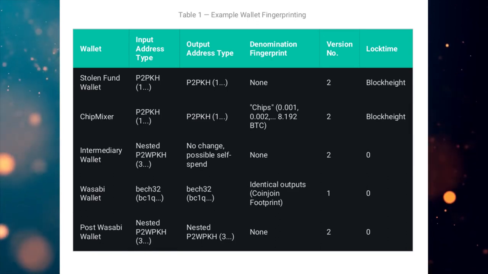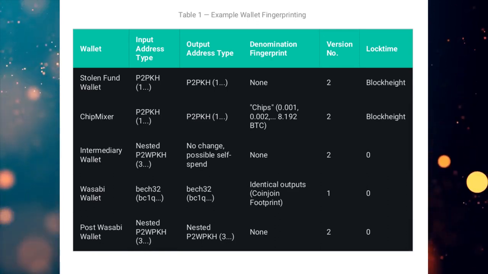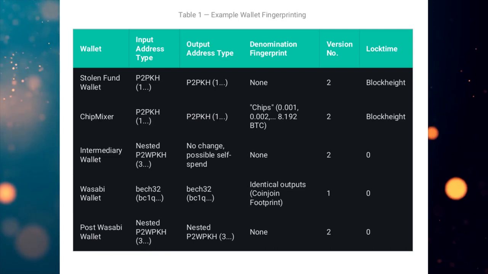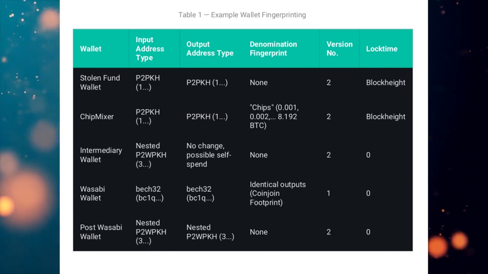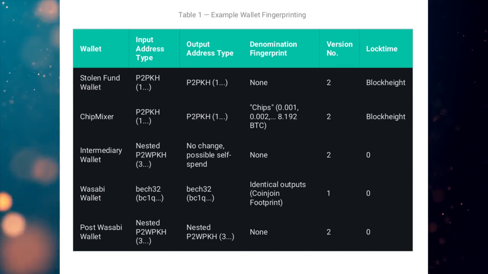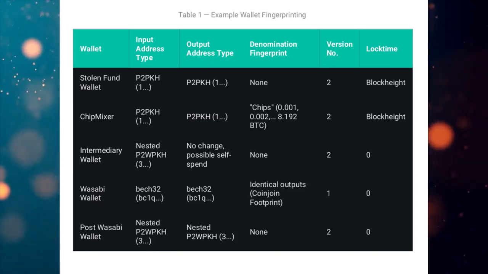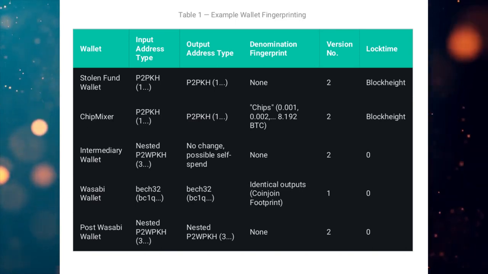There are a lot of things that a custodial tumbler can do that a coin join cannot do. But you have to trust them with your coins, and for whatever reason, most of the tumblers still don't have very good on-chain privacy, which we will talk about a bit more.